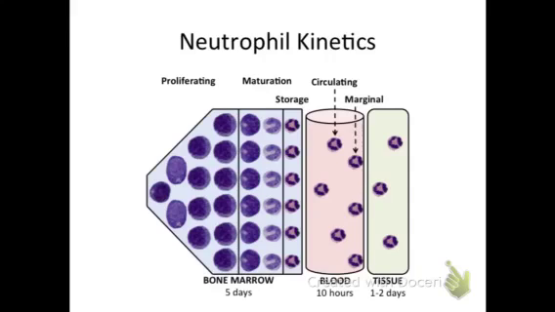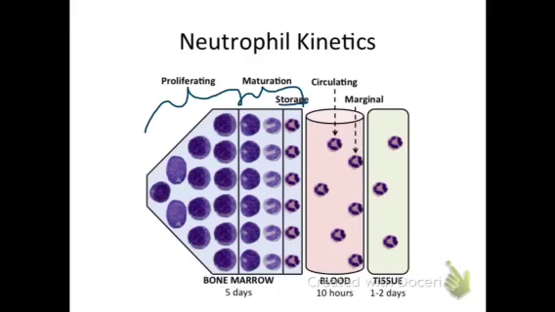Within the bone marrow, neutrophils are broadly divided into those stages that can divide, called the proliferating pool, and those cells that cannot divide, called the maturation pool. Within the maturation pool, there's a subpool called the storage pool, which consists of mature neutrophils waiting to be released into circulation. In blood, there are also 2 pools of neutrophils.